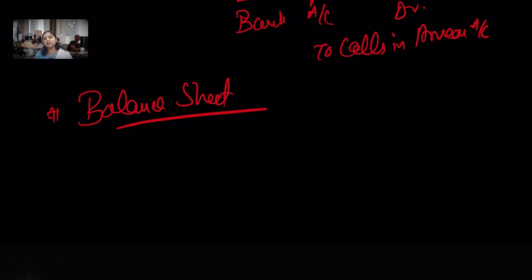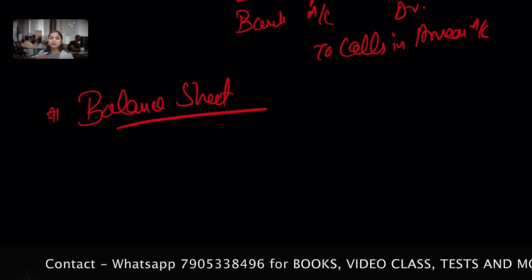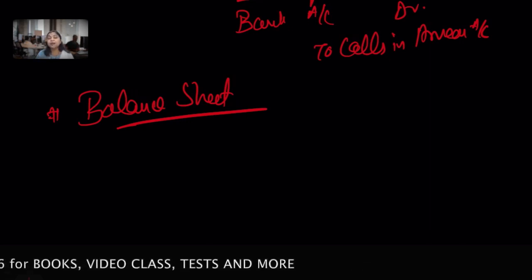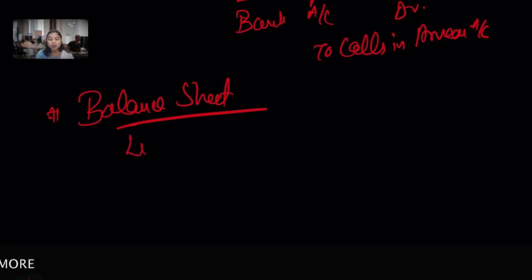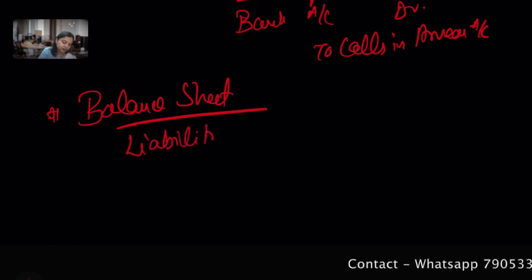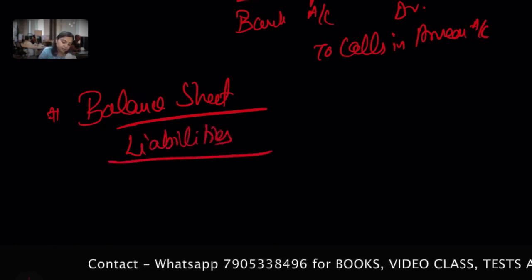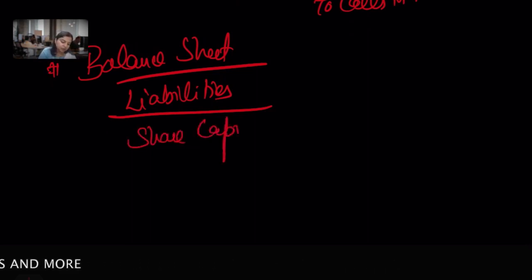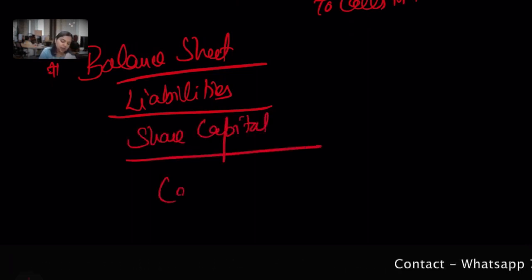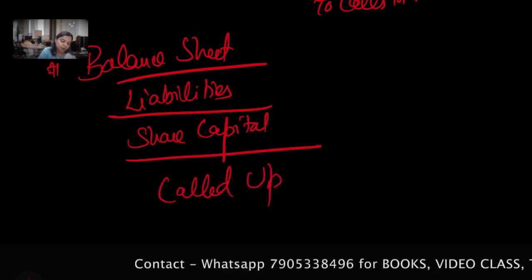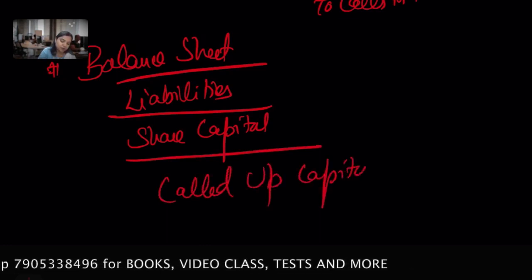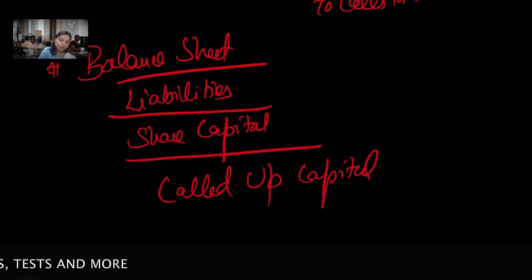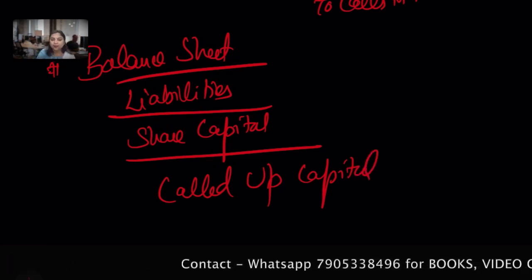So in case of a balance sheet, the disclosure is calls in arrear, okay. Because I, being a company, on behalf of the company, I called up. So in the balance sheet, on the liabilities side, there is share capital. Under the head share capital, you have called up capital, because I called you, the shareholders, but you failed to pay.